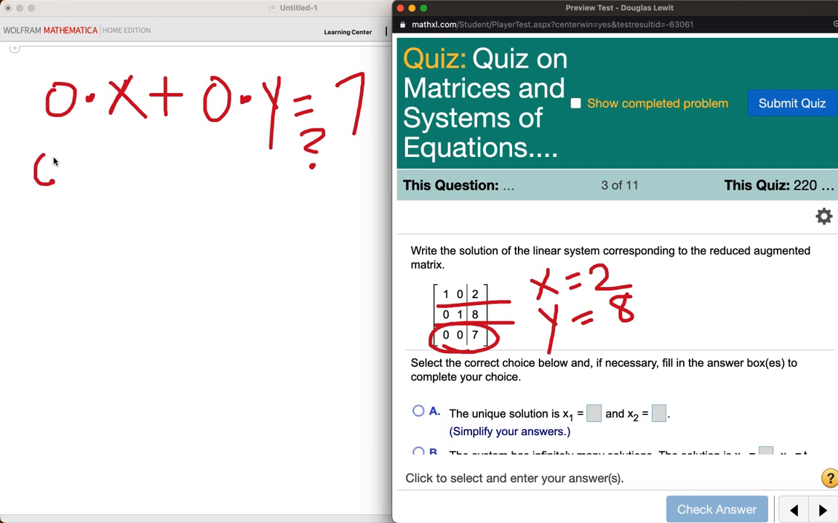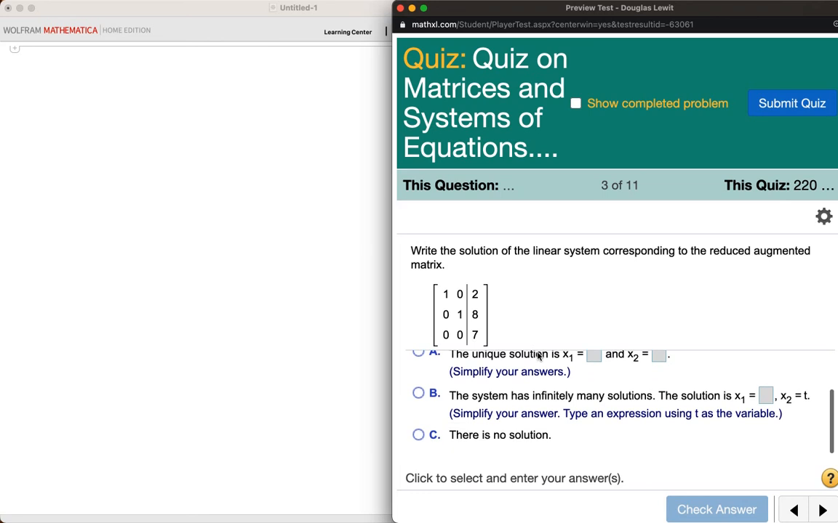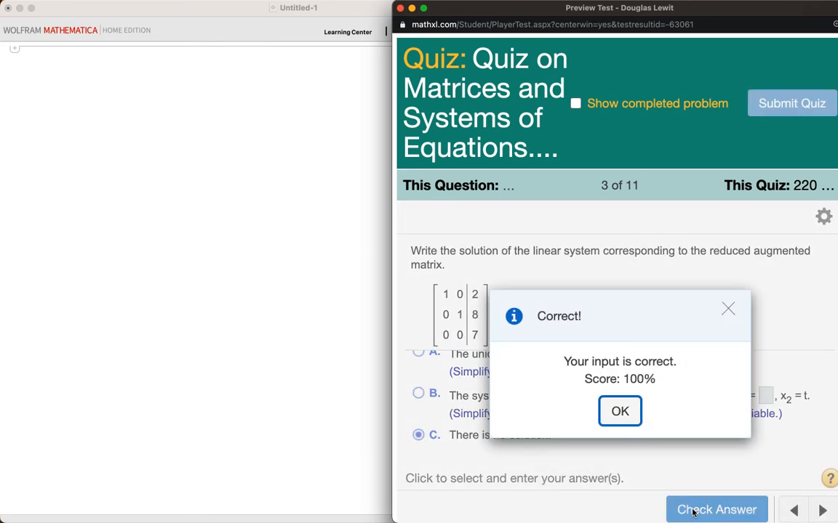Well, 0 times 2 plus 0 times 8, is that supposed to be 7? No, it's supposed to be 0. This number here should really be 0, which means you have an inconsistent system. It makes no sense, which means there is no solution. Your input is correct.